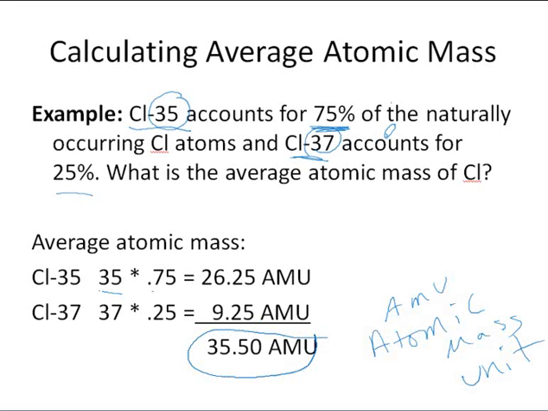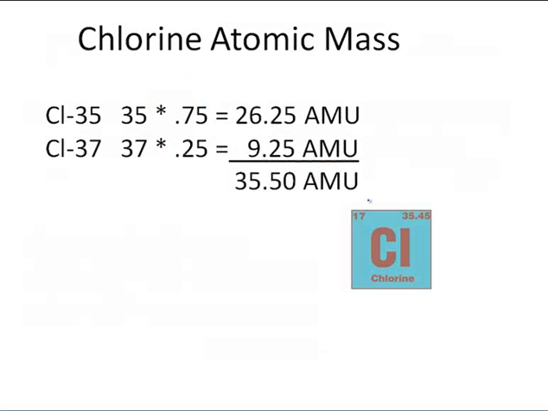Okay, so let's compare this number. If I look at that 35.50 AMU, it is very similar to what I see on the periodic table for chlorine. If I had used more sig figs in these masses or these percentages, I would have come out with 35.45. So this number on the periodic table is the weighted average of all the isotopes.